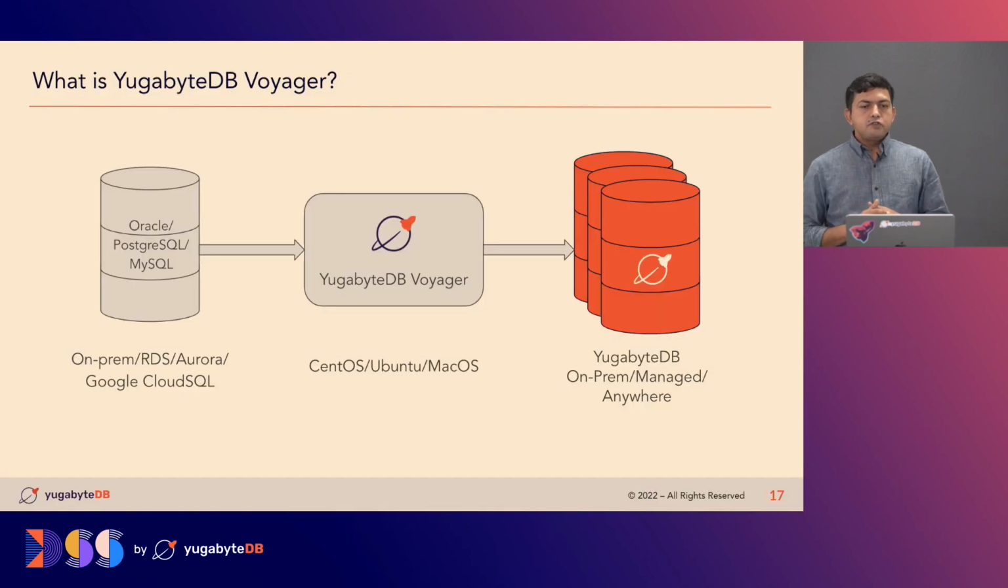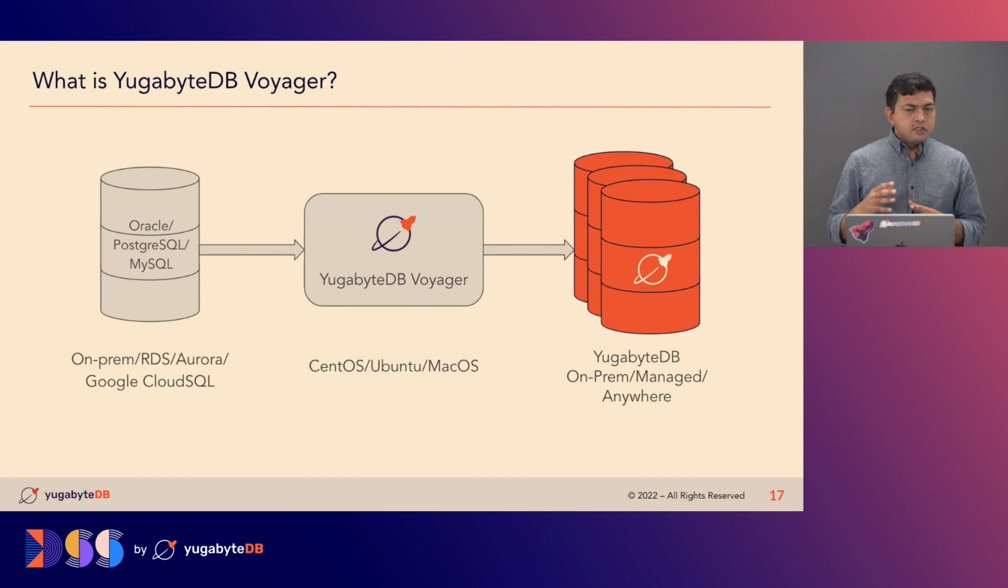So what is Voyager? It's a powerful data migration engine. Voyager accelerates the safe migration of applications from common legacy databases and popular public cloud databases to a distributed multi-cloud data fabric powered by YugabyteDB.